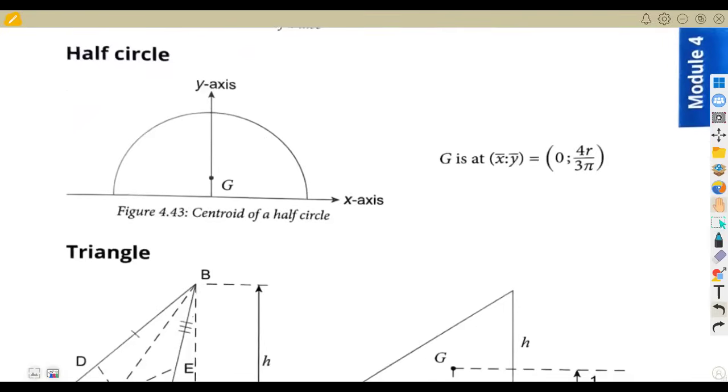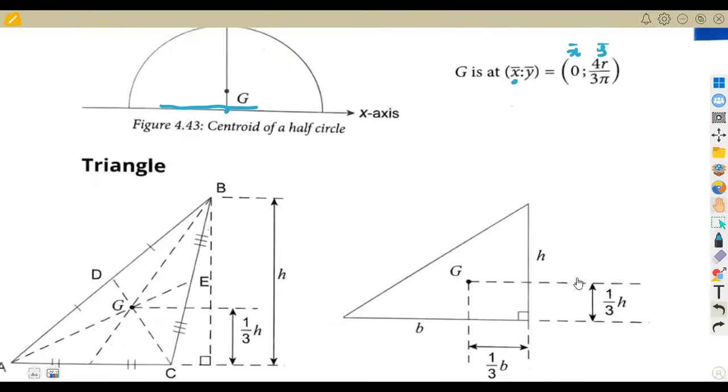Then for a half circle, which is a semicircle, we shall have this x already at the origin. Then for the center, as we are going from the x-axis, remember I said this is the distance from the x-axis. That one is going to be given as 4r over 3 pi. So this is 4r over 3 pi. That's the formula that we are going to need.